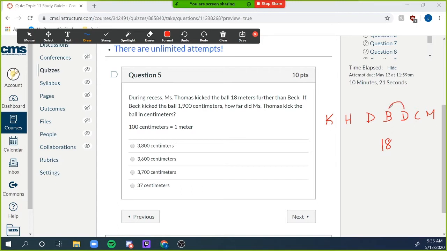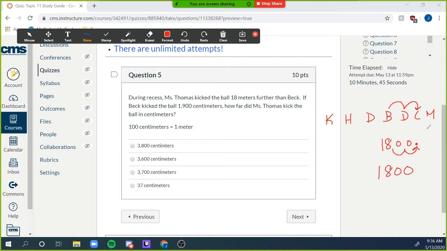So 1, 2. So that's going to be, we're going to move it 2 times to the right, and it's going to be 1,800. Because if we moved it 2 times to the right, we have that. So Ms. Thomas kicked it 1,800 centimeters further than Beck.